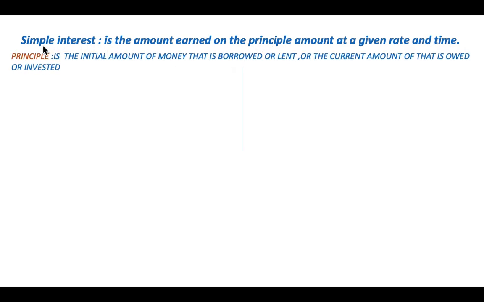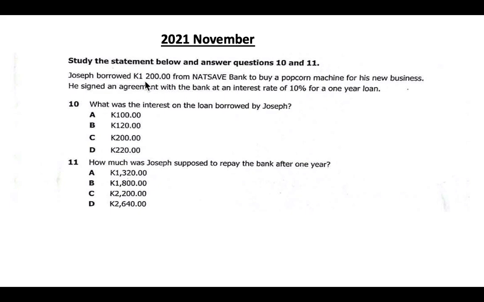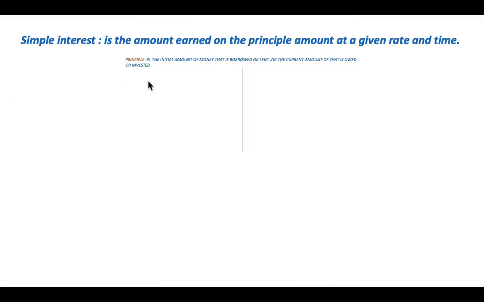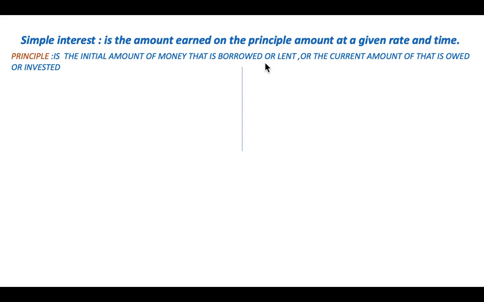Principal is the initial amount of money that is borrowed or lent, or the current amount that is owed or invested. To calculate simple interest, we use the formula: interest is equal to principal times rate times time over 100. So this is our formula. Now we have to know what principal is. Principal is the amount which a person usually borrows or rents.